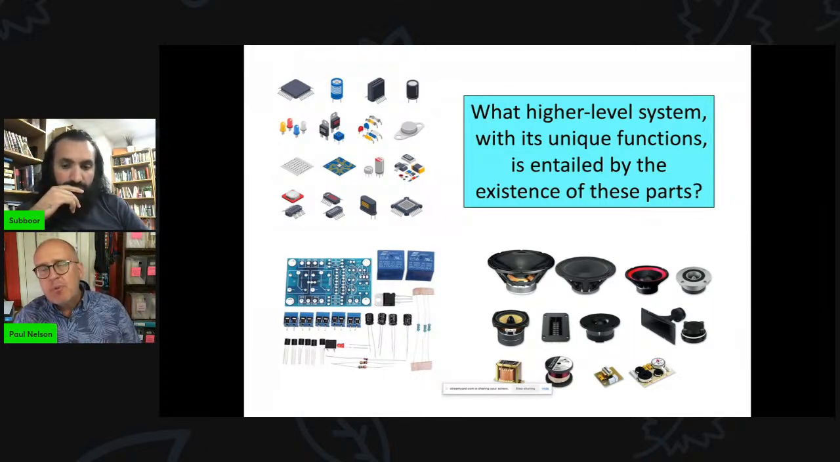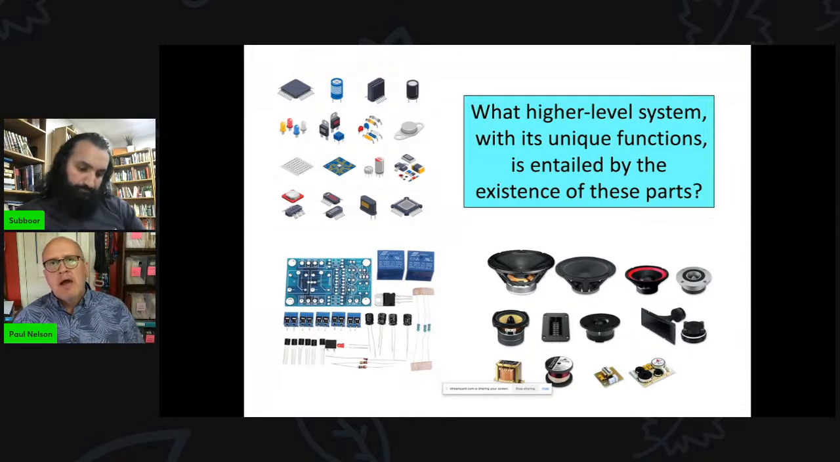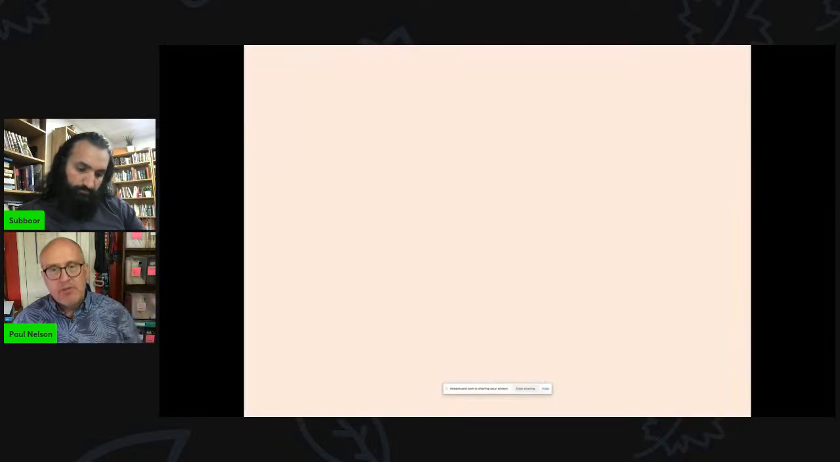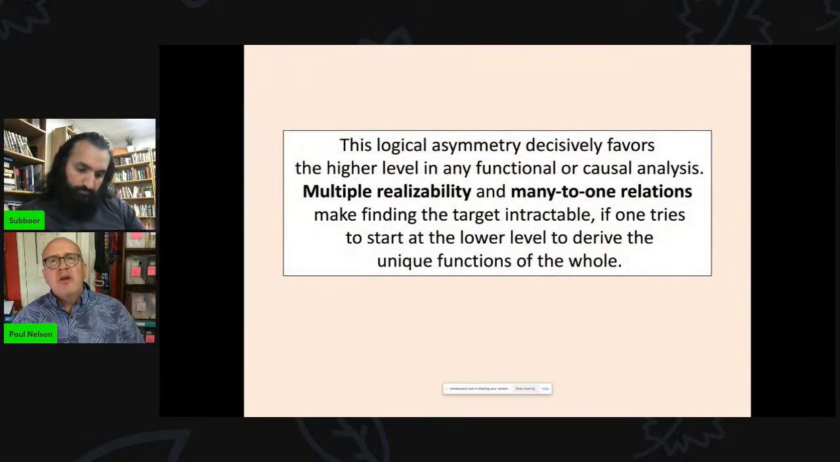Maybe I'd get a loudspeaker, right? Maybe I'd get a car radio. In other words, I can go in lots of directions from the lower level. I won't end up necessarily at the black box that you showed me in the thought experiment. There is a logical asymmetry here.